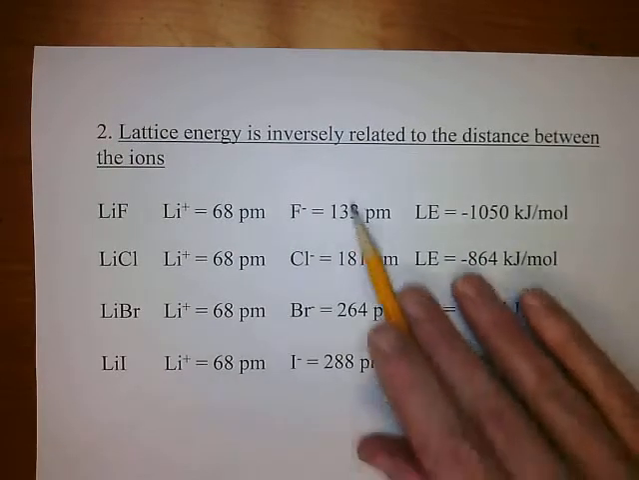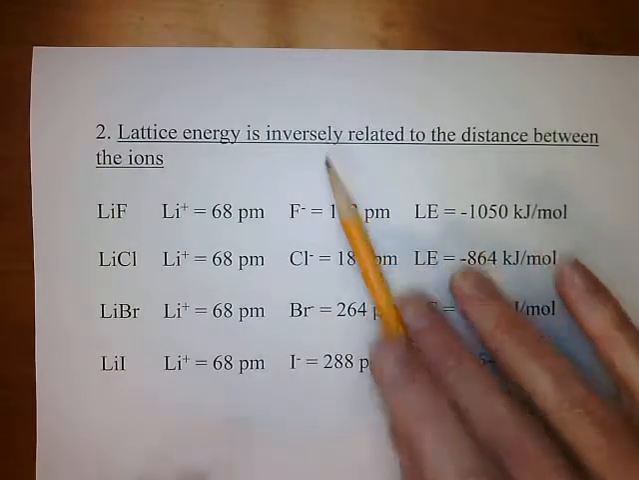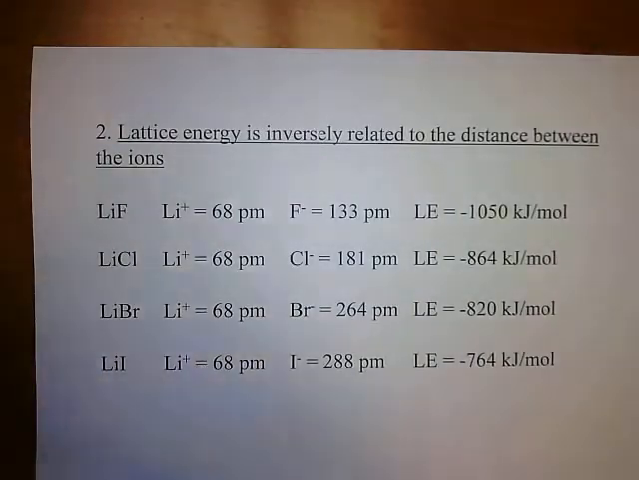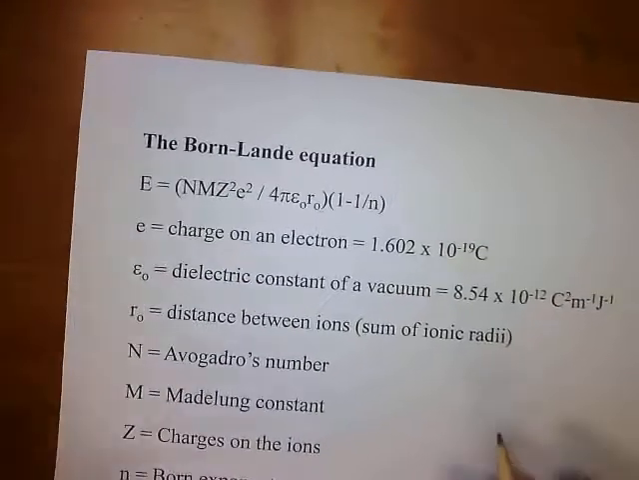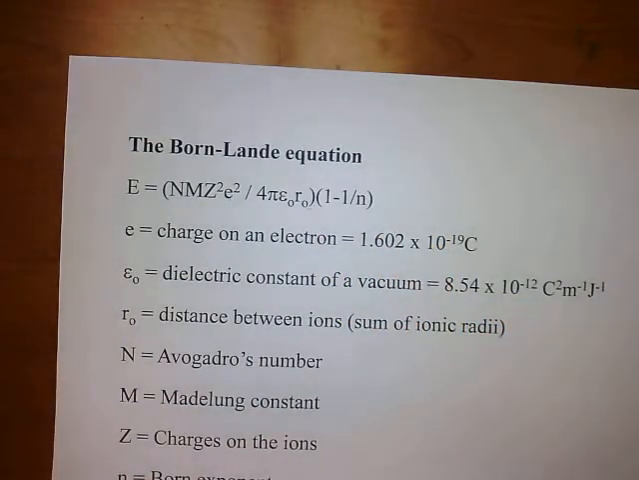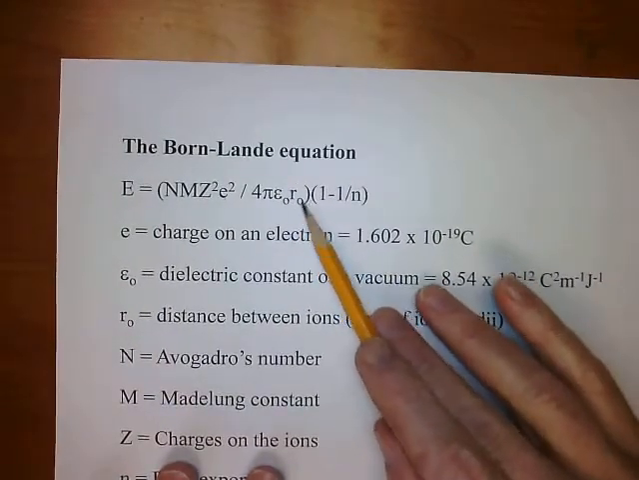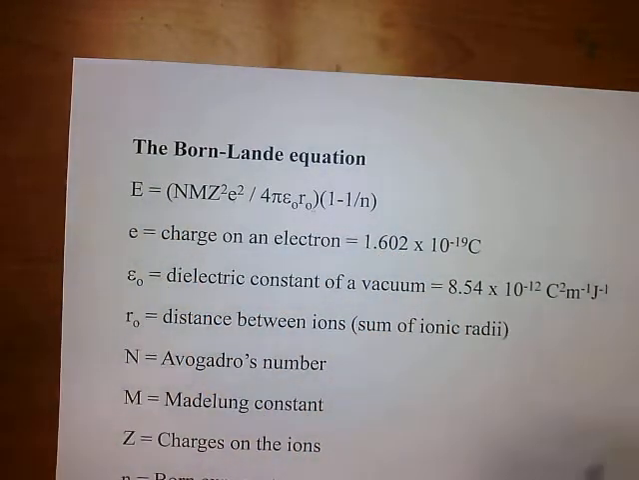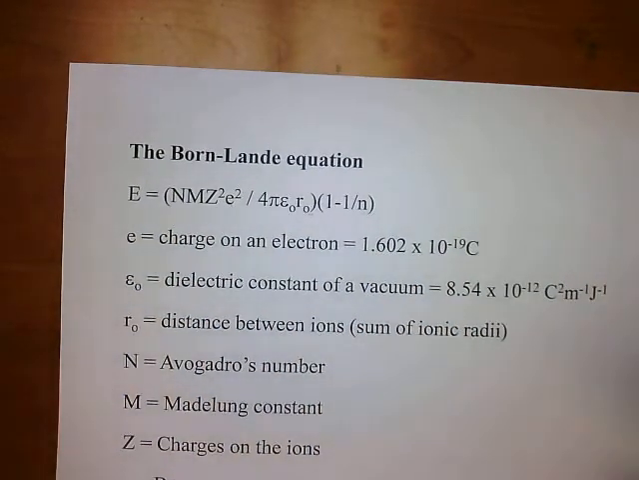Well, it's not as big, right? Because the ions are getting bigger. See, this is an inverse relationship. When you say something is inversely related, that means as one number gets bigger, the other gets smaller. And in the Born-Landé equation we're dividing by r naught, which is the distance between the ions, which is the sum of the radii. So as the radii get bigger, we're dividing by a bigger number, so this energy goes down. The separation between the ions is increasing as they get bigger.